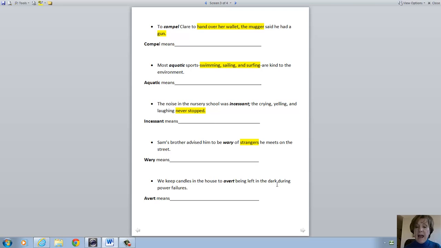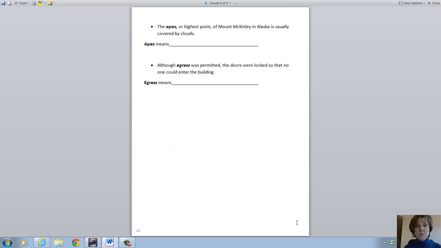We keep candles in the house to avert being left in the dark during power failures. Okay, avert, being left in the dark. And candles, you use candles because that prevents you from being in the dark, right? Okay, so if candles prevent you from being in the dark, avert must mean prevent, right? That's exactly right. To avert or avoid or prevent being left in the dark. Just look at those relationships.